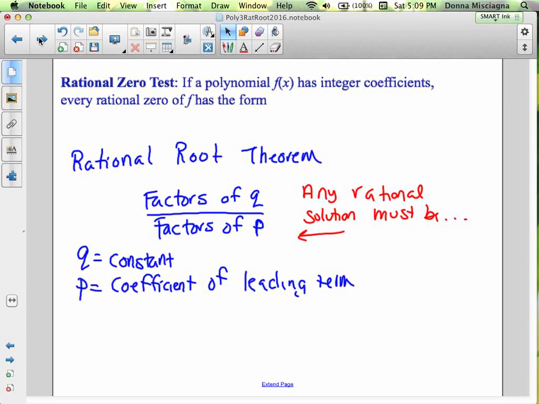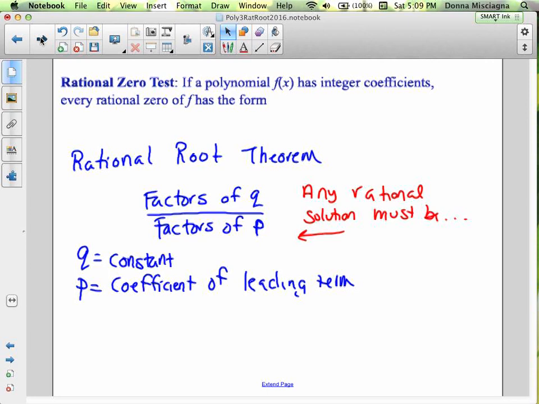So the rational zero test, or rational root theorem, says that if a polynomial f of x has integer coefficients, every rational zero of f has the form the factors of q divided by the factors of p. In other words, any rational solution we have has to be the factors of our constant term divided by the factors of the coefficient of the leading term. Now p and q are just a way to label it, but they don't have any specific meaning. Just remember it's the factors of the constant over the factors of the leading coefficient.